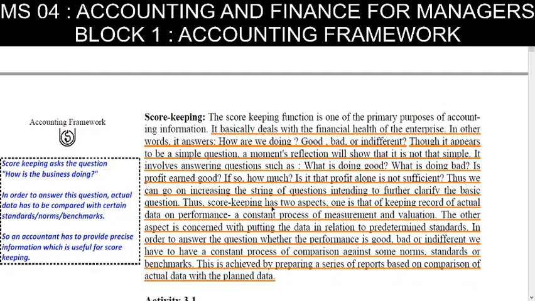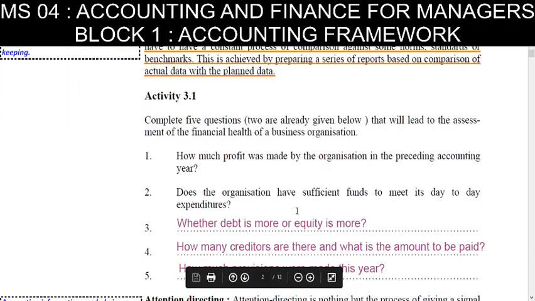this accounting information asks the questions like how is the business doing, whether it is doing good or bad, what does it mean doing good, is it profit earning good, is it profit sufficient, like this. These questions from the accounting information is called scorekeeping aspect of the accounting information. Okay, in order to answer this question, actual data has to be compared with certain standards or norms or benchmarks. So an accountant has to provide precise information which is useful for scorekeeping.